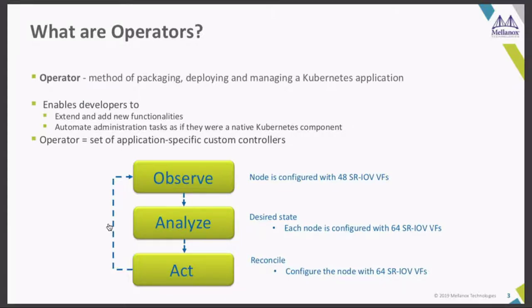Just as an example, take how you configure the right amount of SR-IOV virtual functions for SR-IOV devices. The flow of operators is to observe the current state, analyze the difference between the desired and the observed state, and then act upon it and fix. So in this case, we want to provision 64 virtual functions within the host, and the desired state is 64. However, we observe that there are 48, so we act by reconfiguring it to 64 virtual functions.